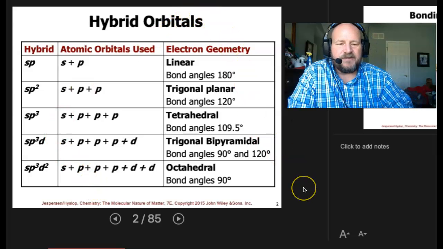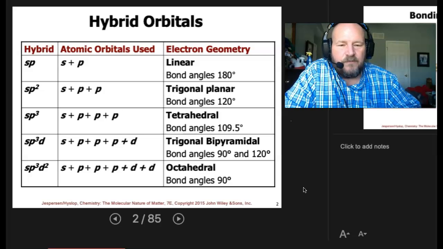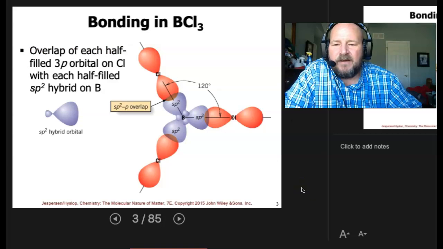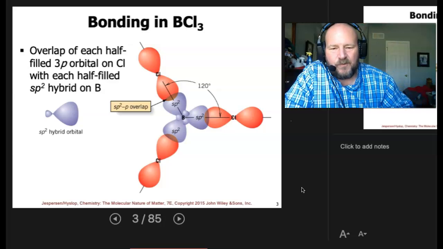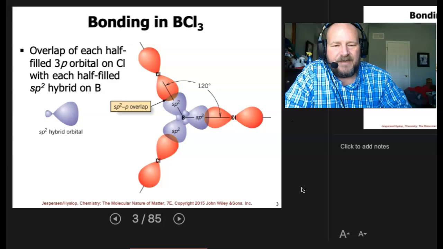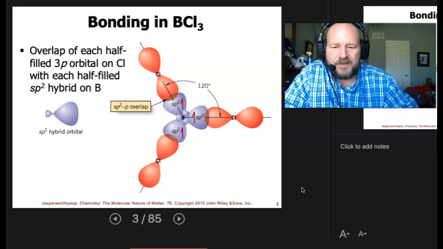Next thing we want to do is start to look at some of the molecules that will fit into this. So the bonding in BCl3, for instance, each one has an overlap of each half-filled 3p orbital on the chlorine with each half-filled sp2 hybrid on the boron. So the boron then is going to be an sp2 hybrid. Now, how do we get to the sp2 hybrid?